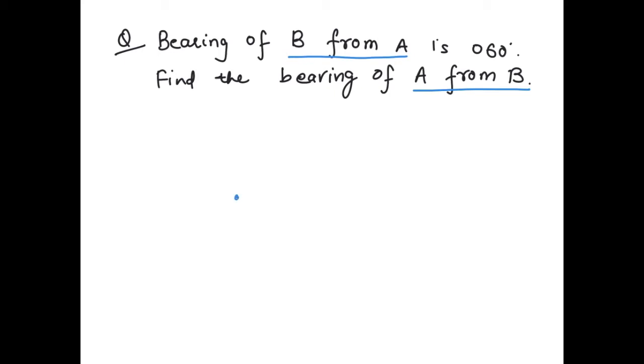The point A is here and point B is here. If you have the points, you need to make the north line first. So we have made the north line already. Remember, we need to go from north in clockwise direction. So you start from A. You can say bearing of B from A.